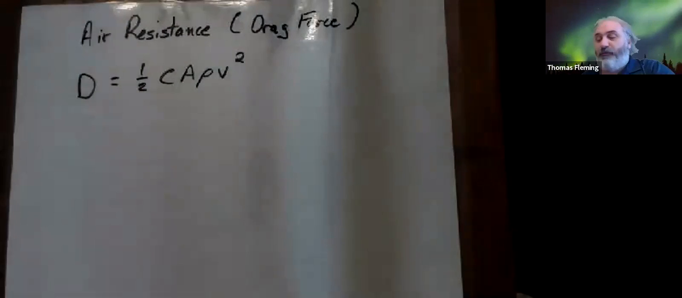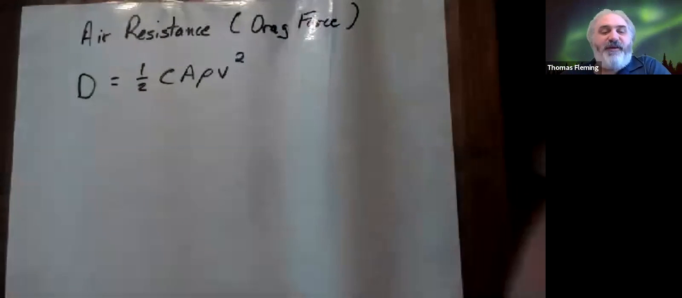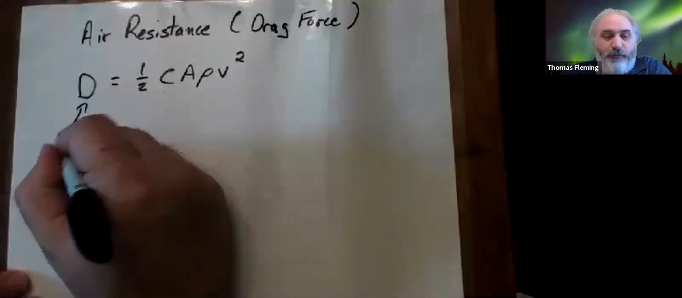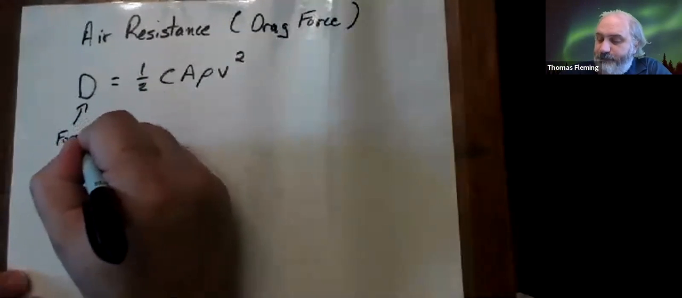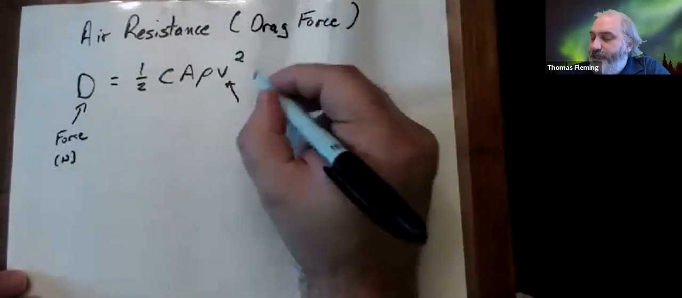Now, what the heck does all this mean? Well, the obvious, easy part, right? D is obviously the force. That's going to be the force of drag in newtons. The other obvious thing is V. V is the velocity.